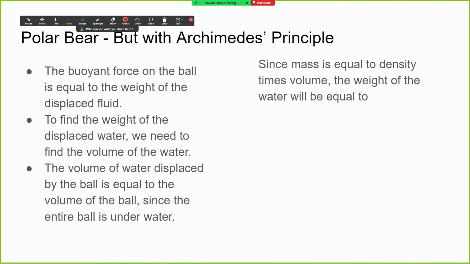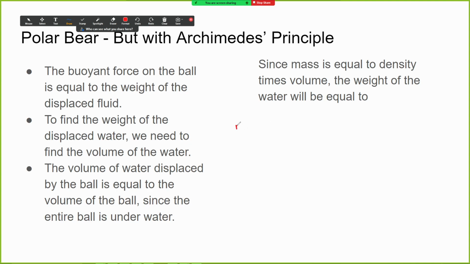So in order to find the weight of the displaced water, we would need to actually know the volume of the water. And that volume of the water displaced by the ball should be equal to the volume of the ball because the entire ball is under the water. So if mass is equal to density times volume, then the weight of the water is going to be equal to the following. So let's talk about everything that I just said.